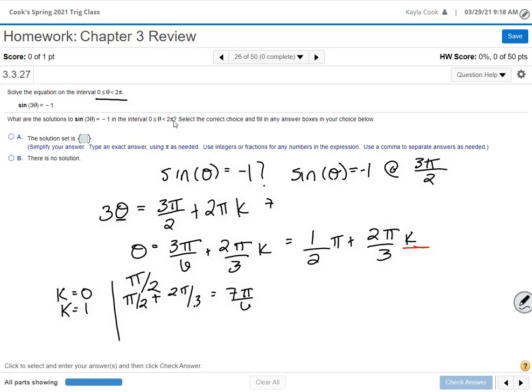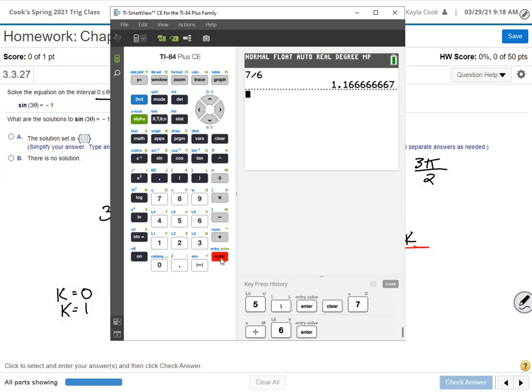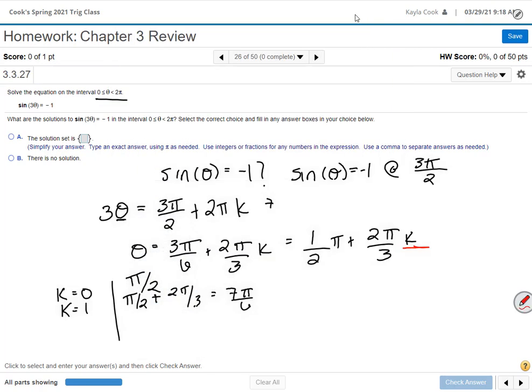Now we're getting kind of close. Let's make sure that 7 pi over 6 is within the interval. When 7 is divided by 6, it's not quite 2, but you can always check by going to your calculator. You want that ratio to be less than 2, because then you're still within 0 to 2 pi. We get 1.1, so this is still an okay solution. We've got 2, so let's see if we can find a third solution.